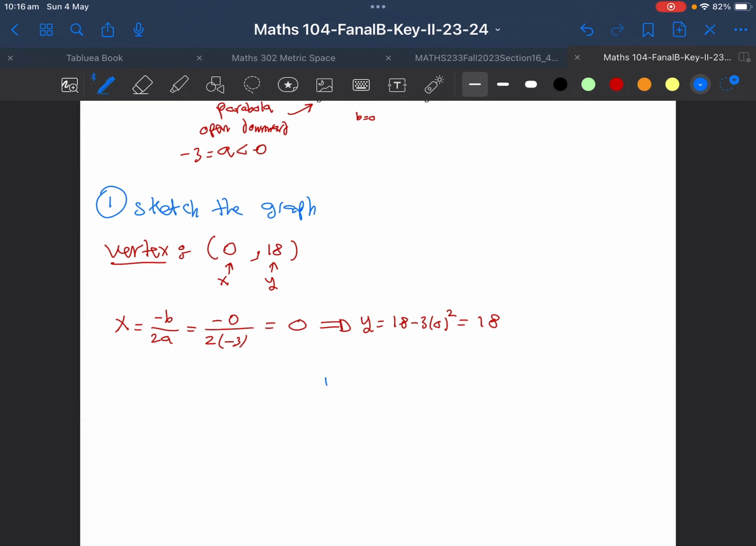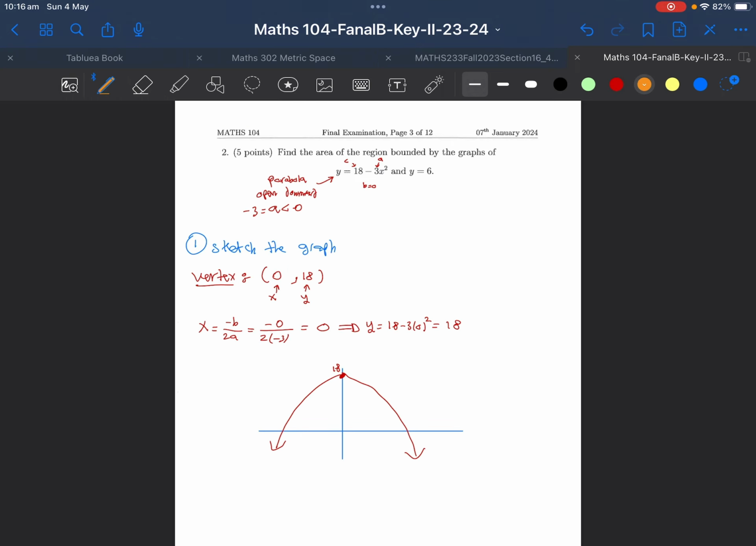And now I can sketch this parabola here. How do we sketch it? We find the vertex, which is (0, 18), and we sketch it going downward. Of course, this is just a small sketch. That's how we do it.